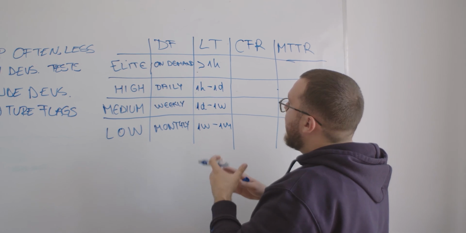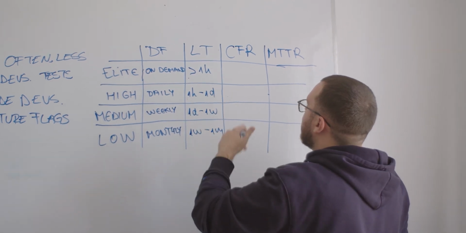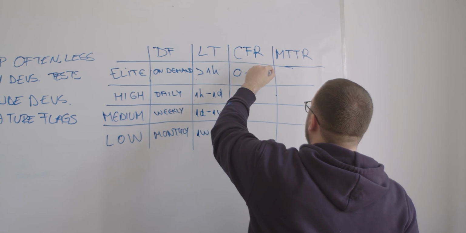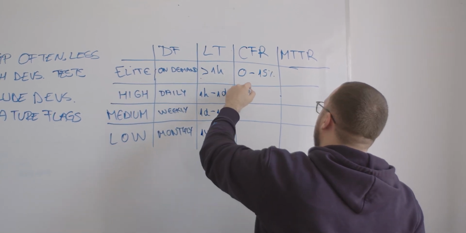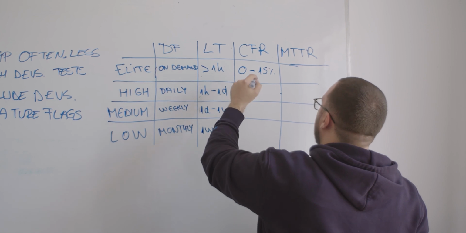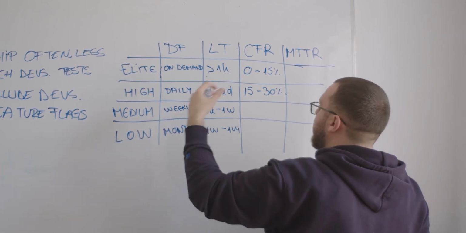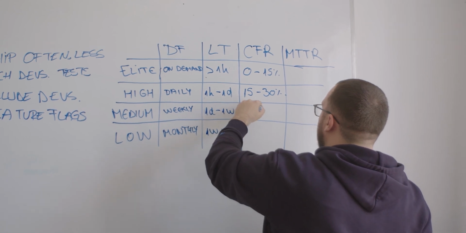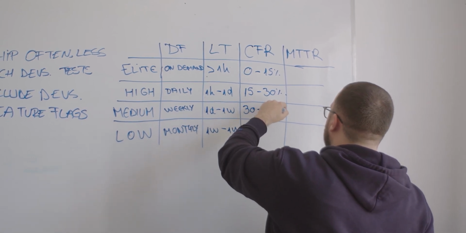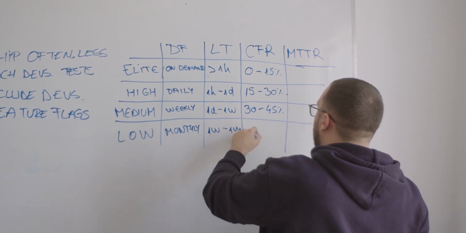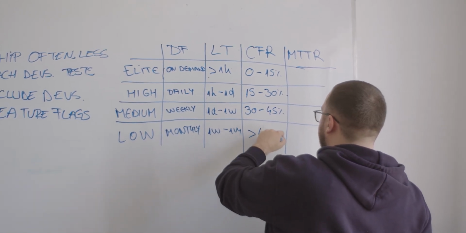Now, for change failure rate, elite performing teams have a change failure rate between 0 and 15%. High performing teams have a change failure rate between 15 and 30%. Medium performing teams have a change failure rate between 30 and 45%. And low performing teams have a change failure rate above 45%.